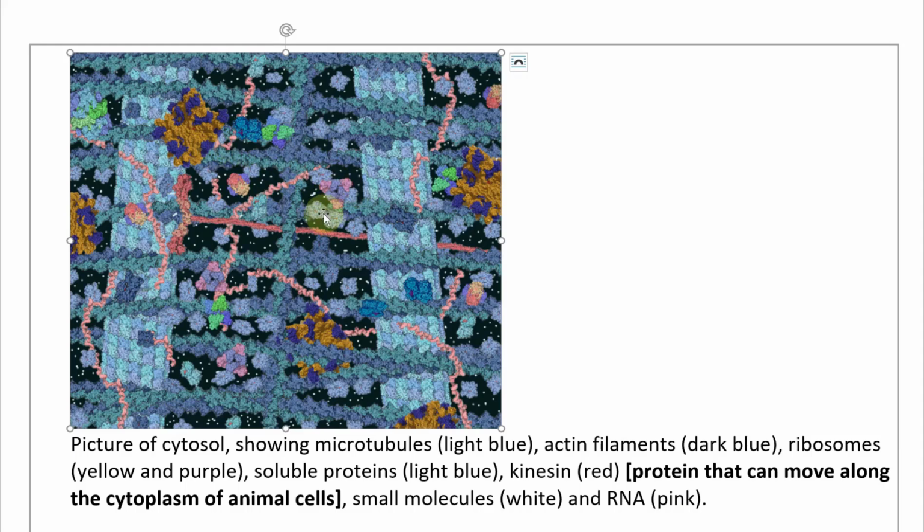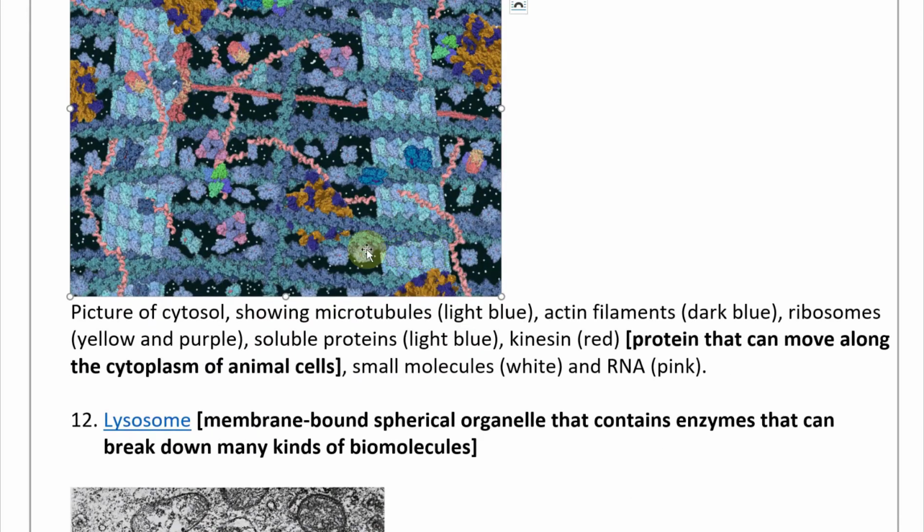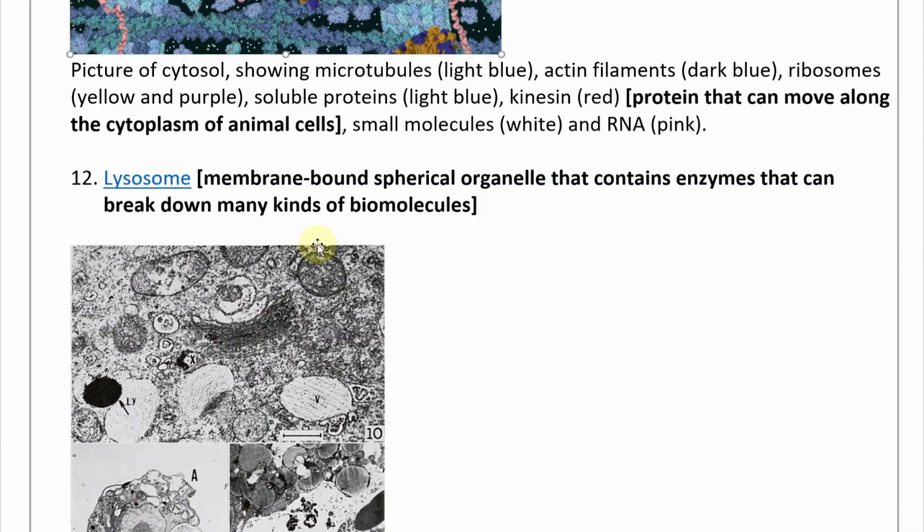I believe this would be it. Pink one there. This could be considered possibly pink as well. Actually, no, probably this one, going through the ribosomes. I'll just double check that, but that's hard to see there.